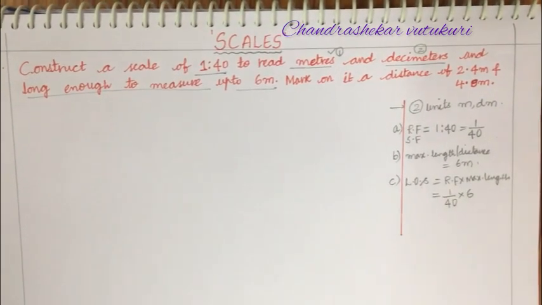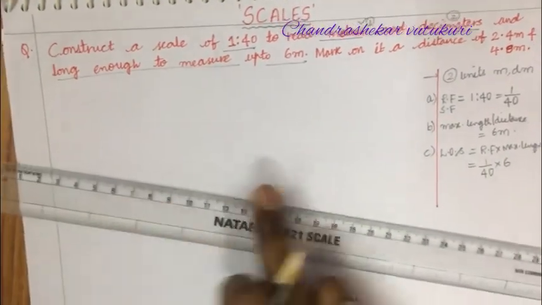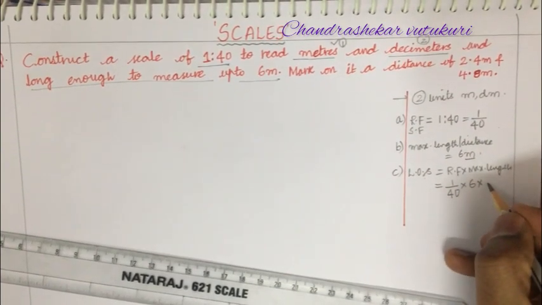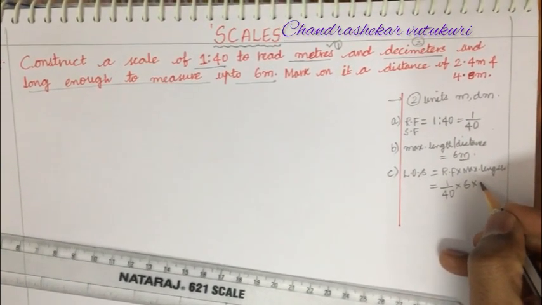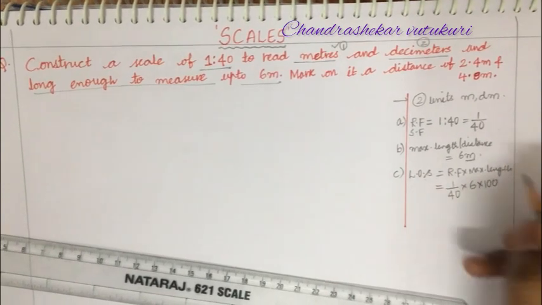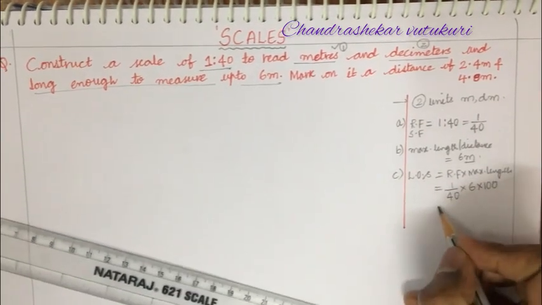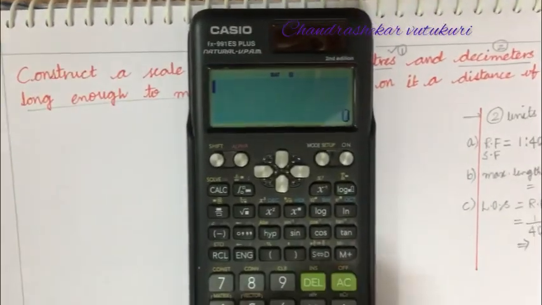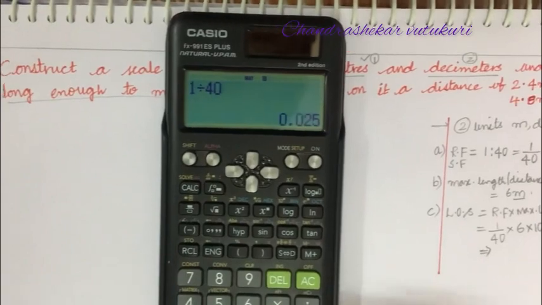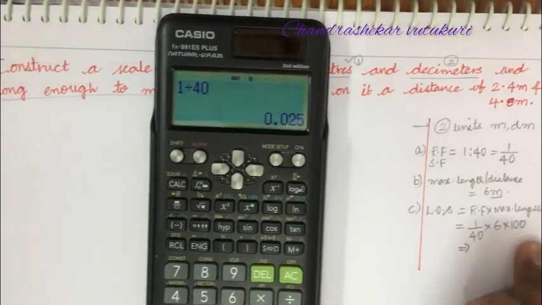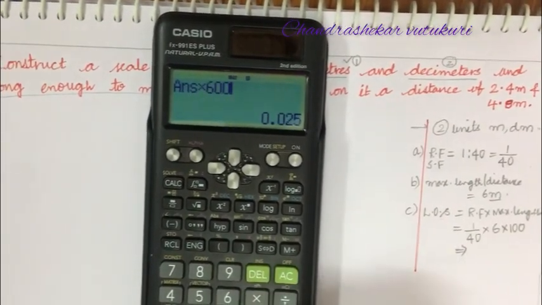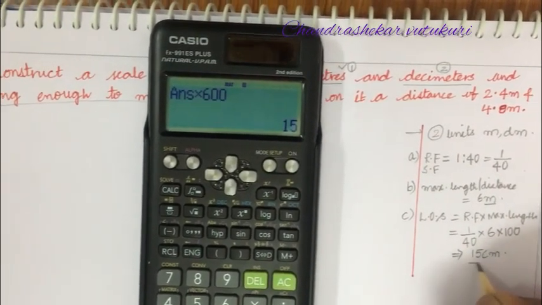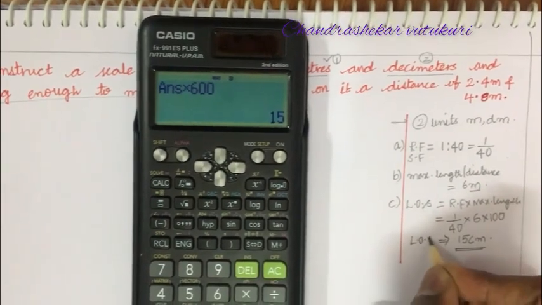As our scale is of centimeter and millimeter which we are going to plot, and as this is 6 meter, we need to convert it into centimeter or millimeter. It is up to your choice. I am converting into centimeter. So, 1 meter equals 100 centimeter. So, upon calculation, you are going to get the length of the scale. It is 1/40 into 6 into 100, which is 600/40. This is found out to be 15 centimeter. So, my length of the scale is found out to be 15 centimeter, dear students.